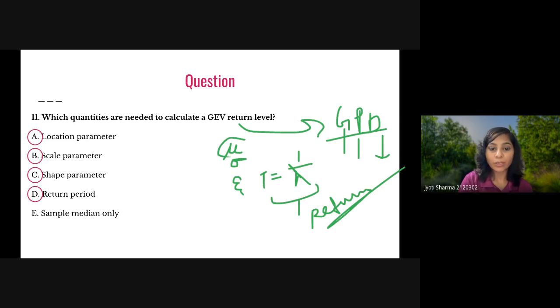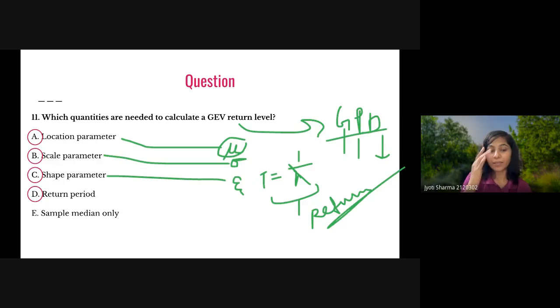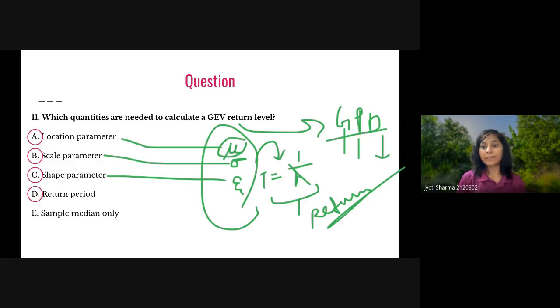This will give you the location parameter, the scale parameter, which is your sigma, and the shape parameter, which is your xi. So these are all the quantities that we need to calculate the GEV return level. If we get these things, then we can get this part, and then we can address a lot of questions out of it.